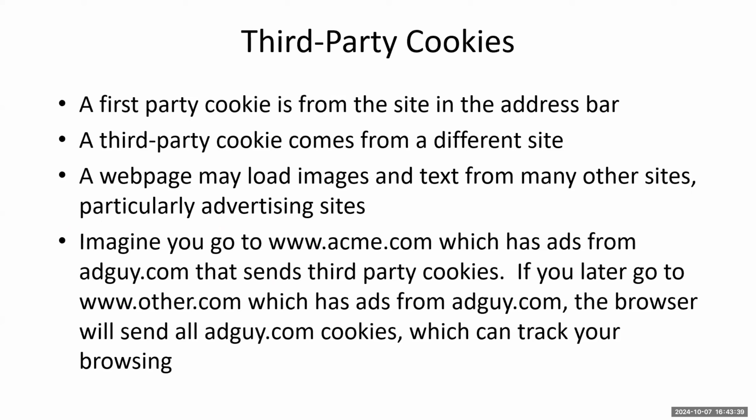Okay, you can basically refer to first-party cookies and third-party cookies. First-party cookies come from the website where you went. That's the website in the address bar. When you type in www.acme.com, the first-party cookie comes from acme.com. Or if you click on a link to get there, it's a cookie that comes from the website where you're going to. A third-party cookie comes from a different site.